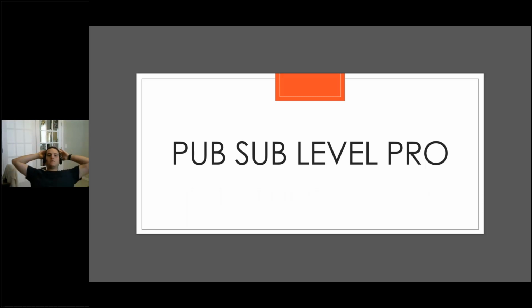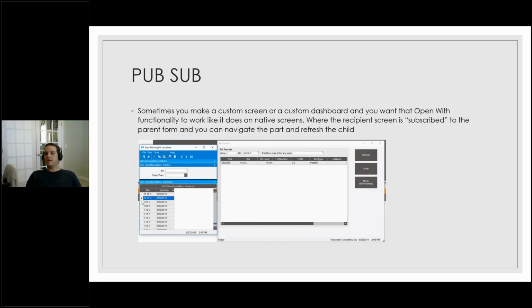Pub Sublevel Pro. This one's a pretty cool one. So a lot of us are used to the publish and subscribe mechanism, or Epi magic, so to speak, that exists in Epicor. And it's a really, really cool system. But sometimes when you go the custom route, you lose a little bit of that functionality. And so this is a couple of tips that hopefully will help you maintain that. Again, trying to keep your users' standards up to code.